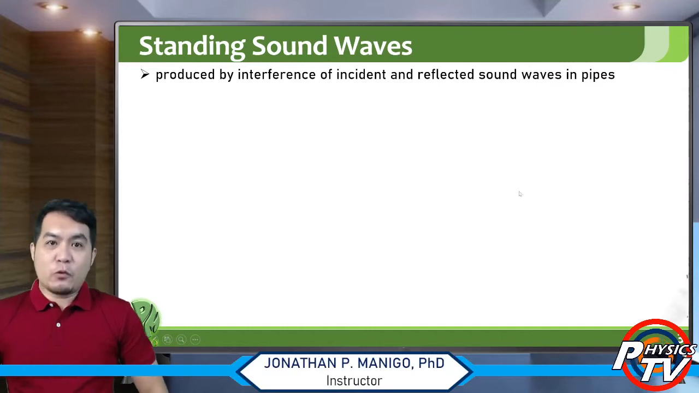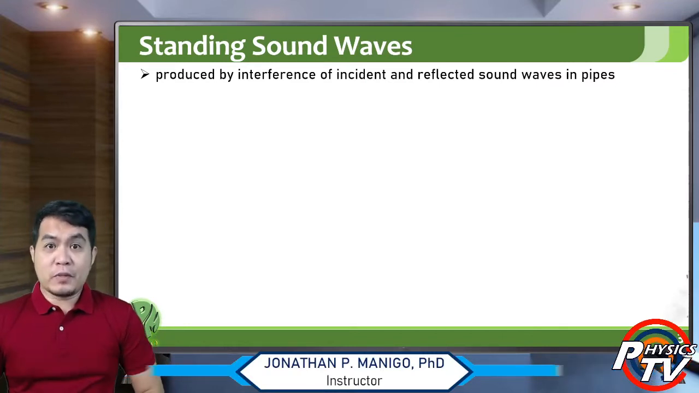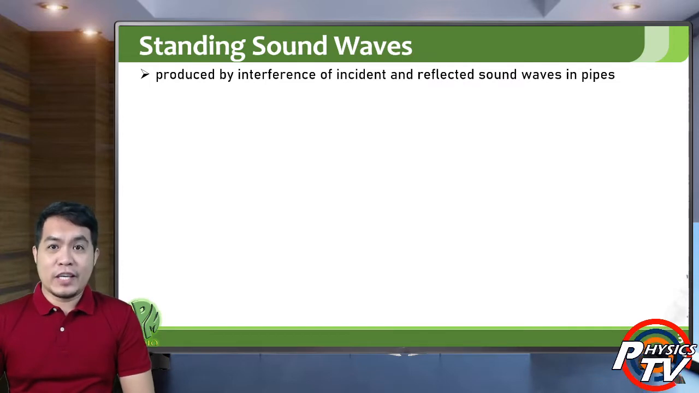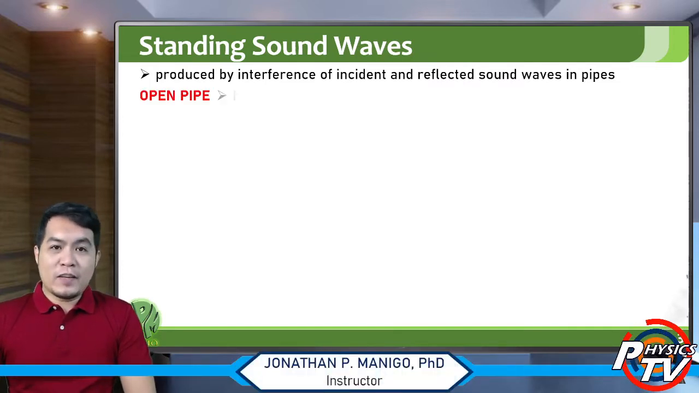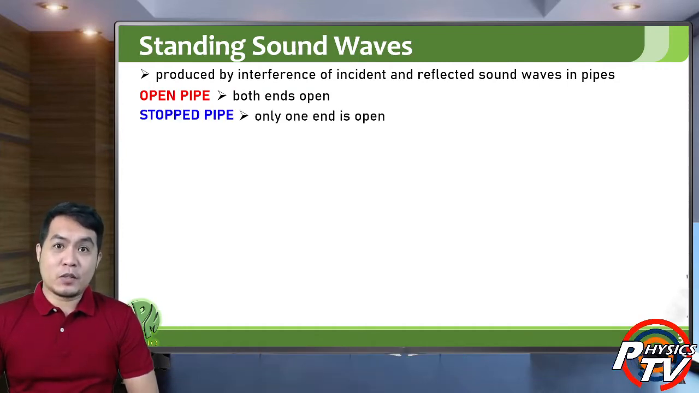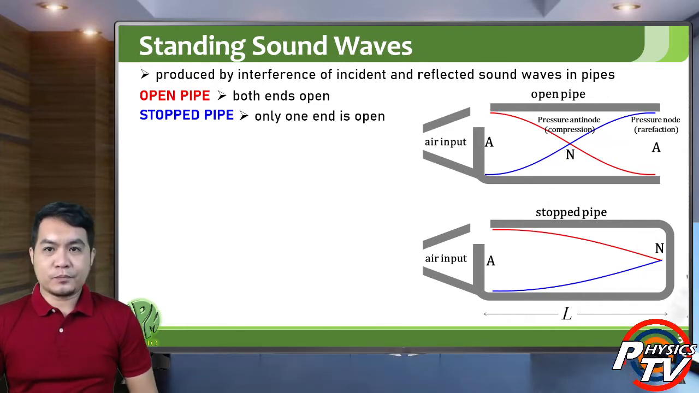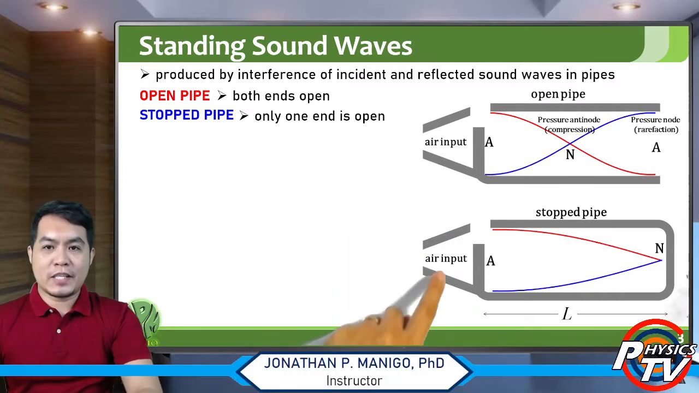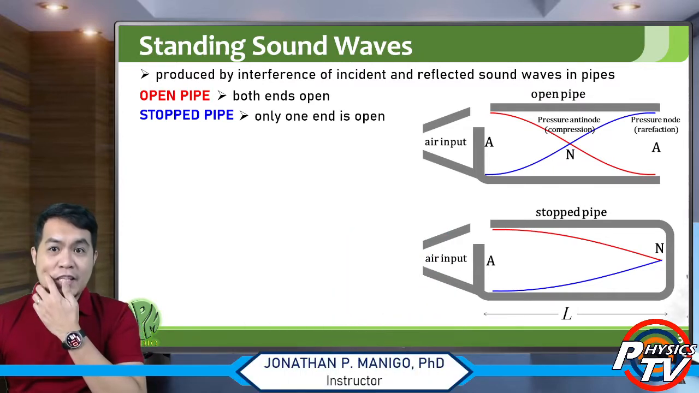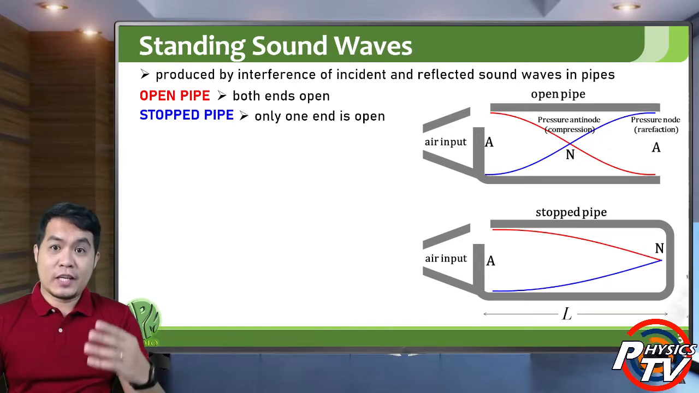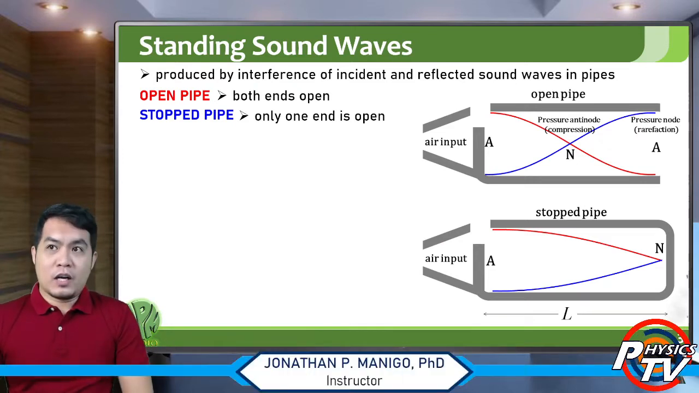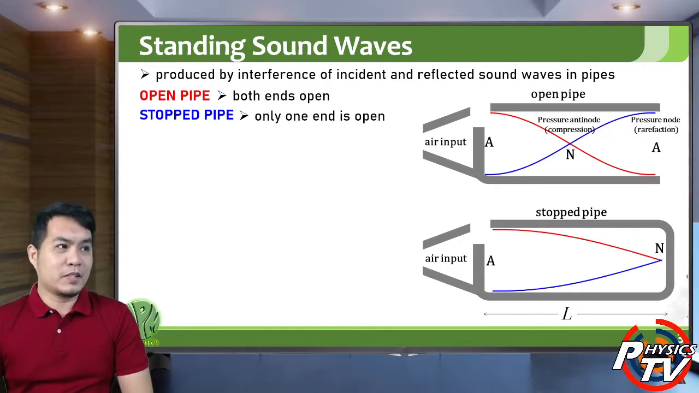Similar to standing waves on a string, standing sound waves are produced by the interference of the incident and reflected sound waves in pipes. If you have an open pipe, a pipe that is open at both ends, or a stopped pipe, a pipe that is open at only one end, then you can have standing sound waves provided you have the right frequency. So this is an open pipe, and this is a stopped pipe. An example of an open pipe is a flute. The pipes in organs that you see in churches are usually stopped pipes.